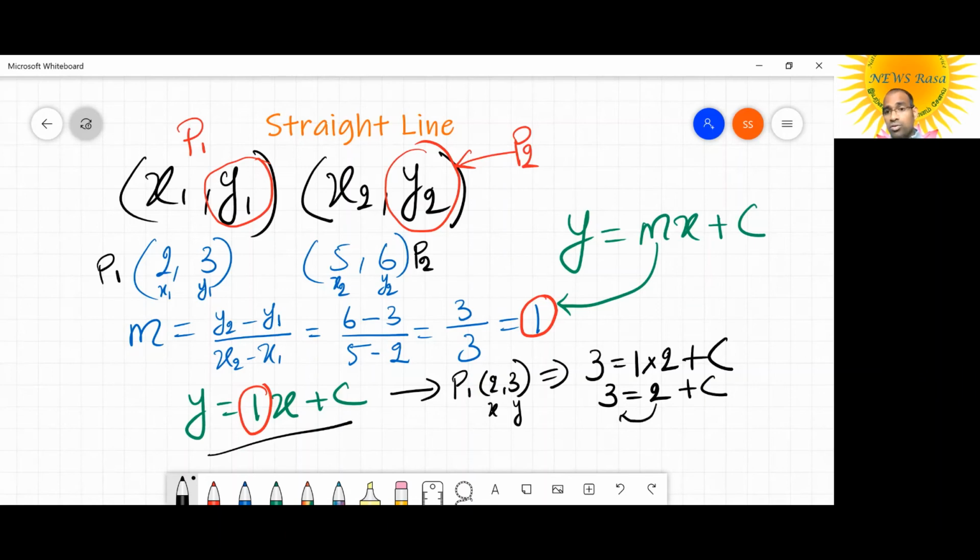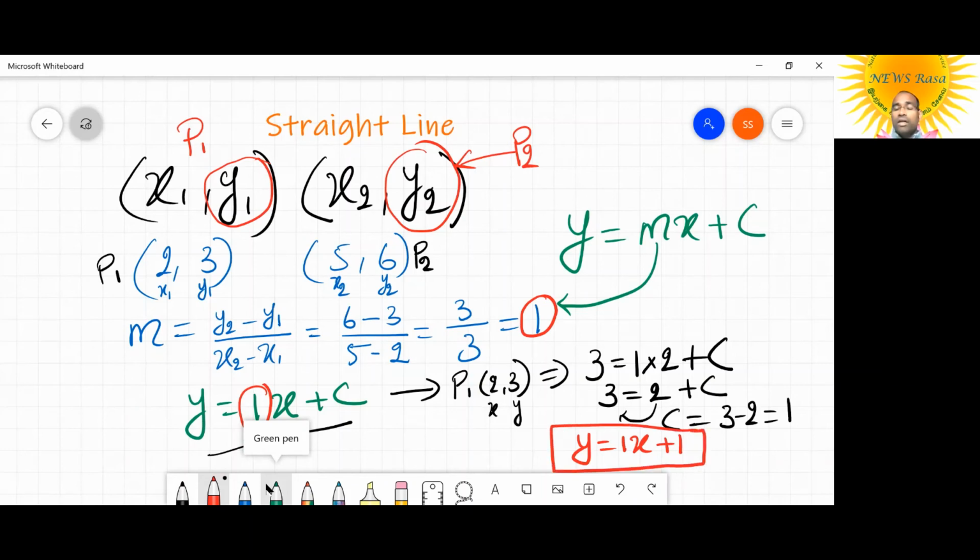I have to bring the 2 to the other side. So I will write down something like this: c equals 3 minus 2, which equals 1. So we have now worked out the y-axis intercept as well, using one of the points. That's interesting, isn't it? I'm now able to write down the final equation of the straight line. So what is it going to be? y equals 1x plus 1. And that is my final equation of a straight line going through these 2 points.